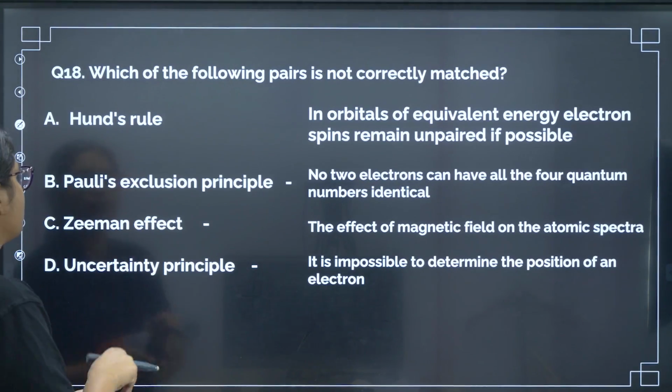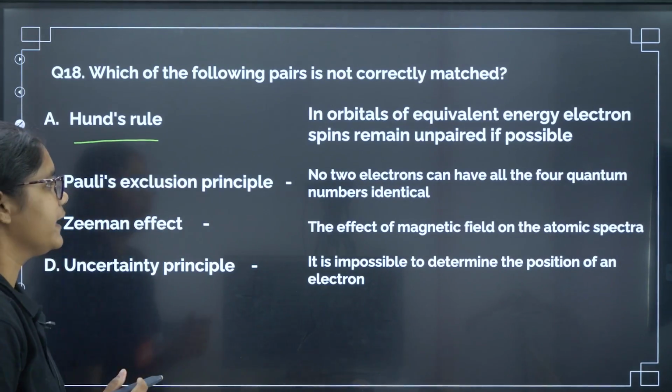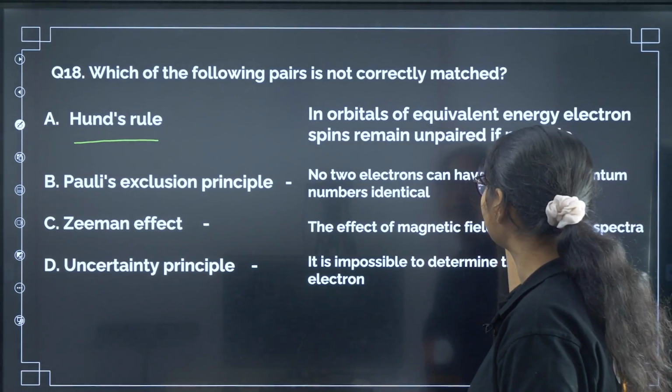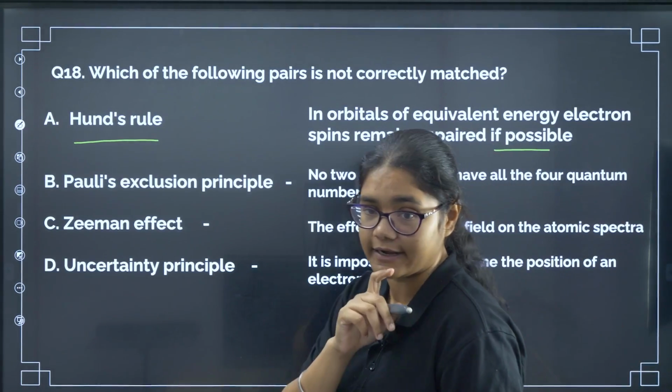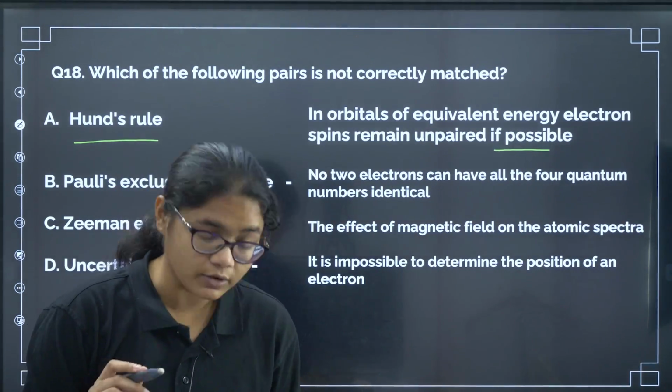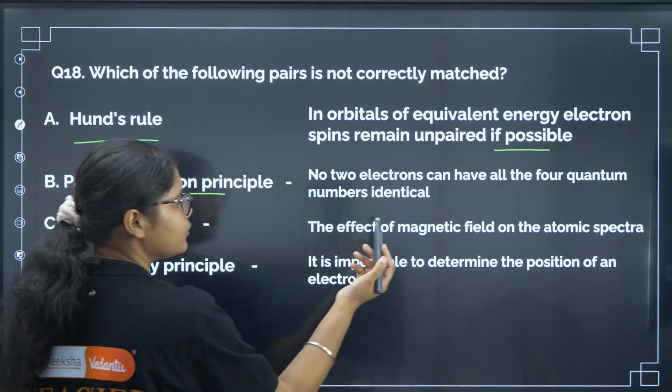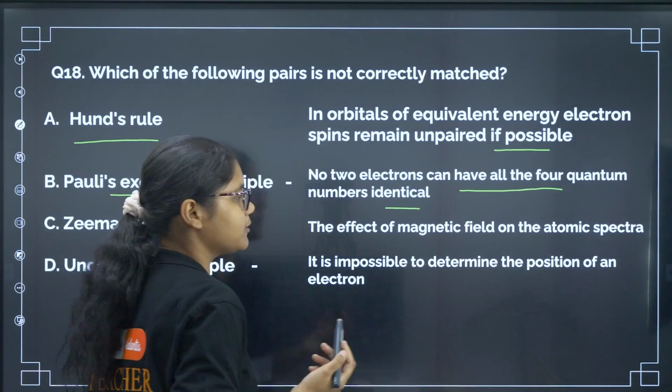Electron filling rules. So Hund's rule. What does Hund's rule say? In orbitals of equivalent energy, electron spins remain unpaired if possible. Yes, this statement is correct. Yes or no? We have our Hund's principle. Okay, next we have Pauli's exclusion principle. No two electrons can have all the 4 quantum numbers identical.